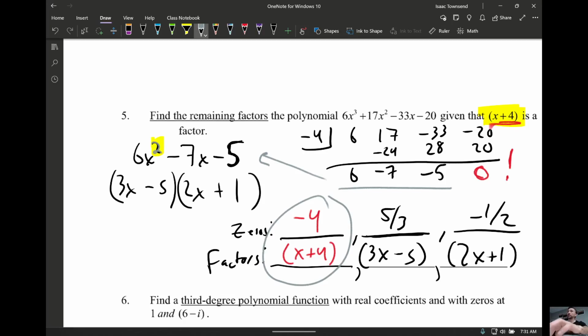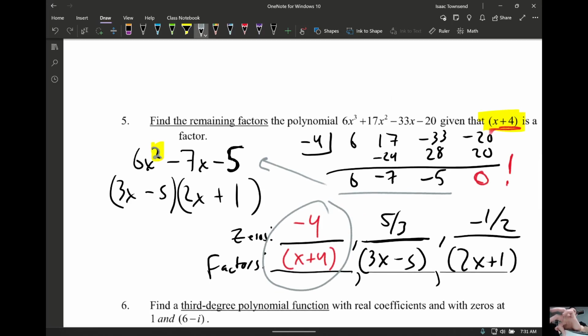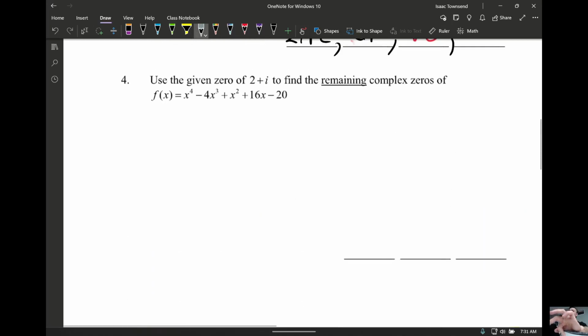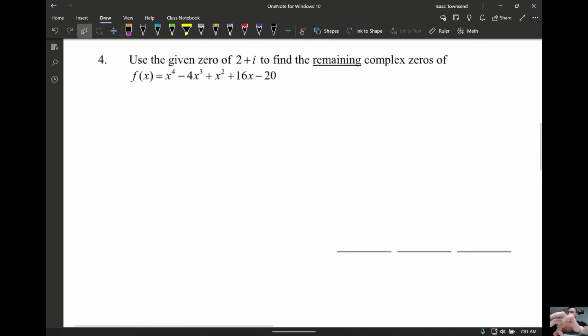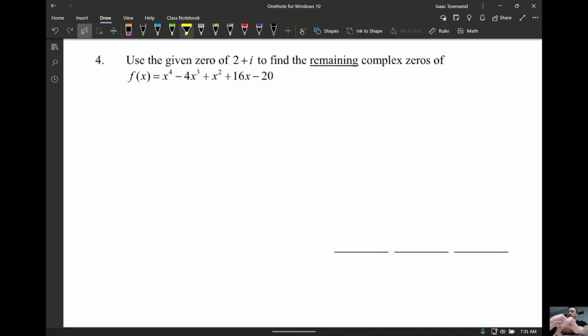Okay, so back to question 4, which is kind of the same thought process, but a harder version of that question. This is a degree 4, so I'm going to do 4 blanks. I know it says remaining, but again, I just like to list them all. And in this question, we give you one of them, and we have to come up with the other 3.